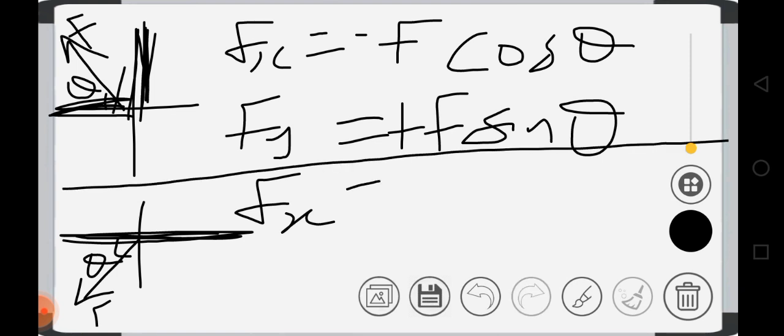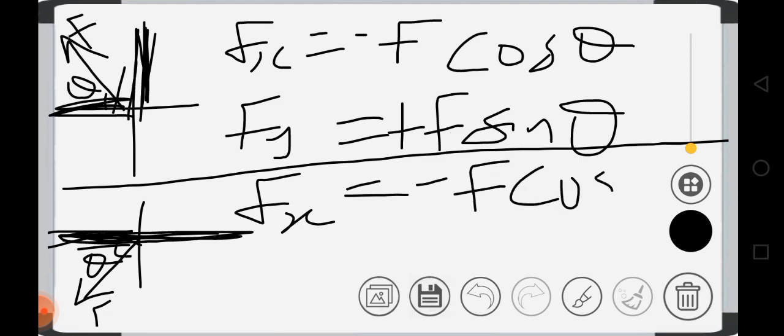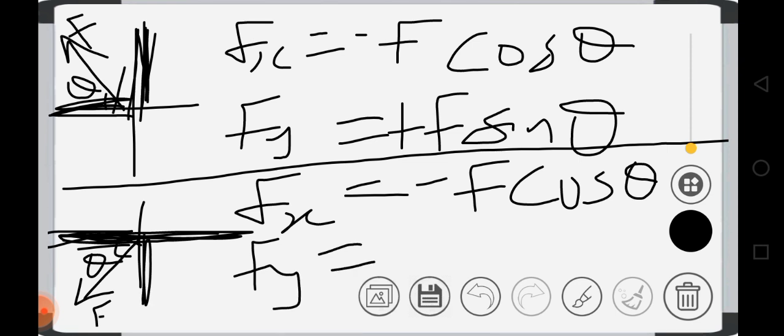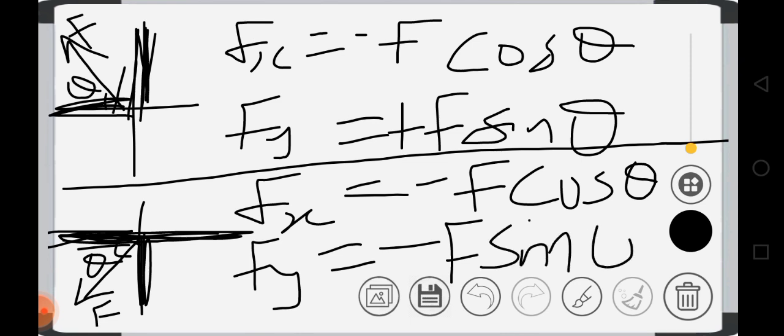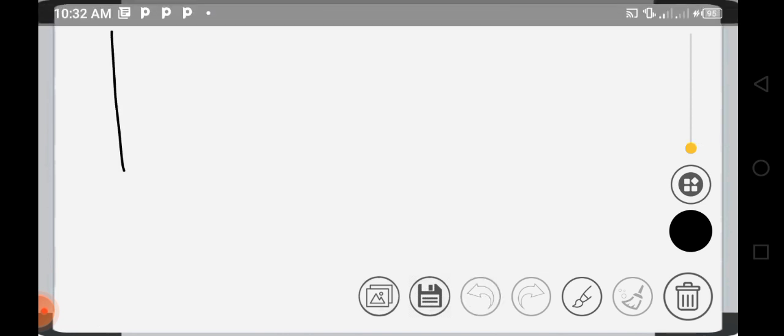The s component will be equal to, let's check, it's still the left-hand side. It will still be negative F cos of that angle. The y component, check, this one is in the downside now. This force is in the downside, so y will be negative. We have negative F sine of that angle theta. That is all. So let's look at the last one.